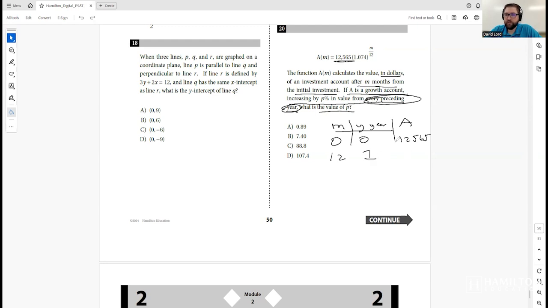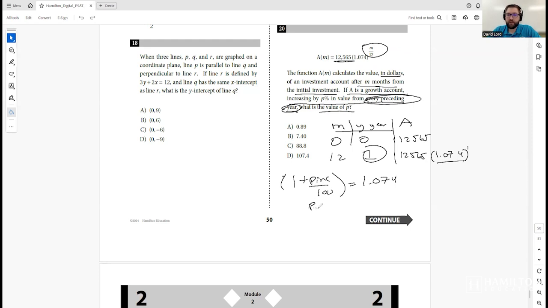Now we can plug 12 in for the exponent, and we're left with 12565 times 1.074 to the power of 1. Oh, so this basically makes it per year, which is kind of convenient. So we then go back to our percent increase formula. So 1 plus percent increase over 100 is equal to our growth factor of 1.074.